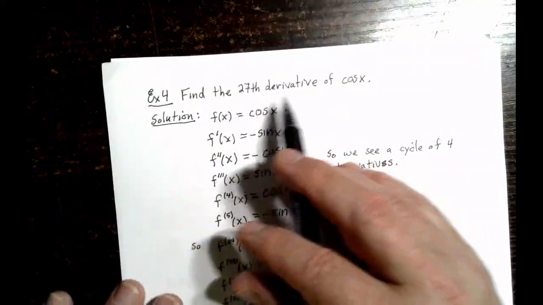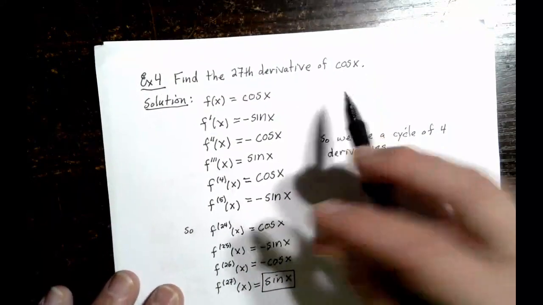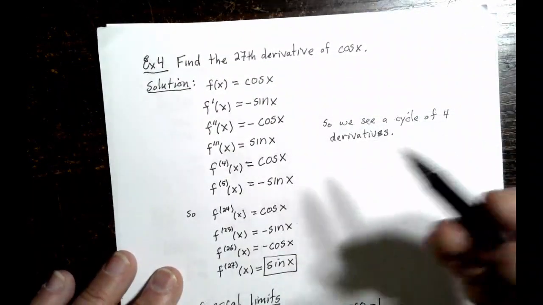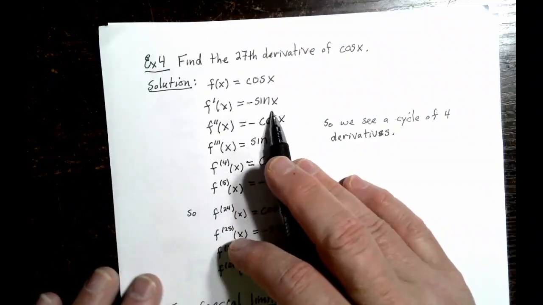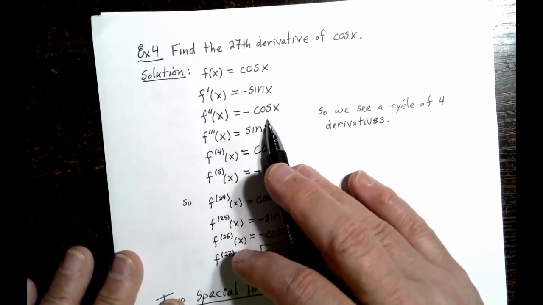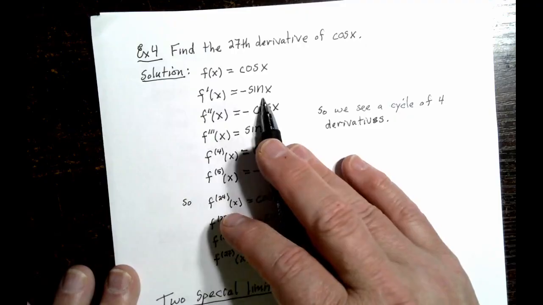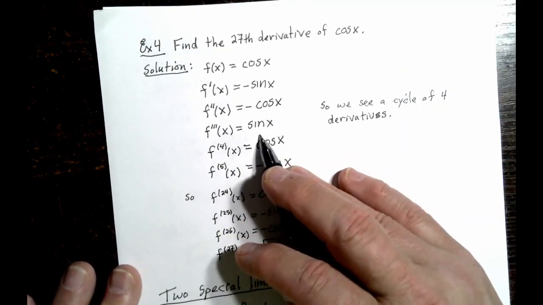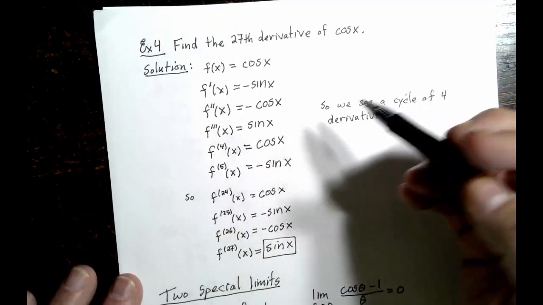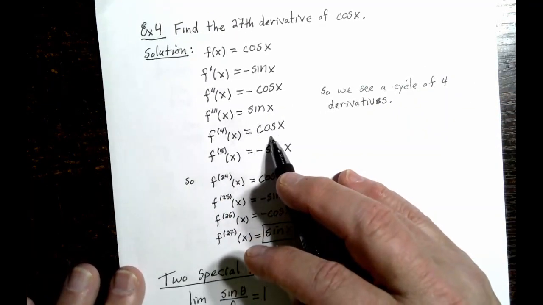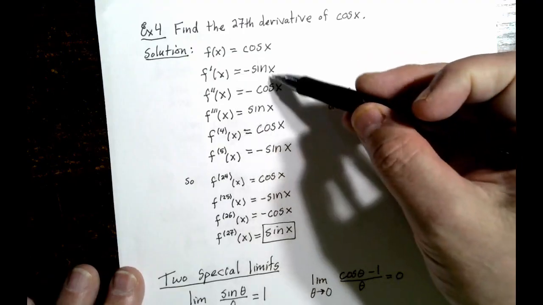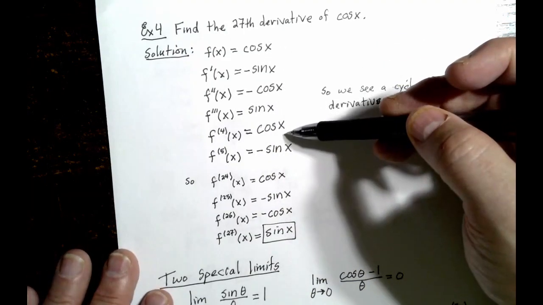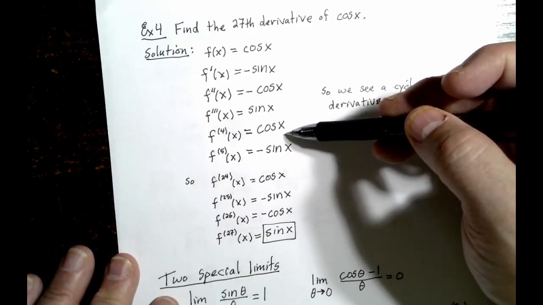Now here's a weird one. They ask you to find the 27th derivative of cosine. Well, you might say, how am I supposed to do that? Well, just start taking the derivative and you'll see a pattern here. First derivative of cosine is minus sine. Derivative of sine is cosine, so the derivative of minus sine is minus cosine. Derivative of cosine is minus sine, which cancels with the minus, giving you positive sine. And derivative of sine is cosine. So after taking 4 derivatives, you're back to the original function you started with. So every 4 derivatives, you cycle back to the original function.